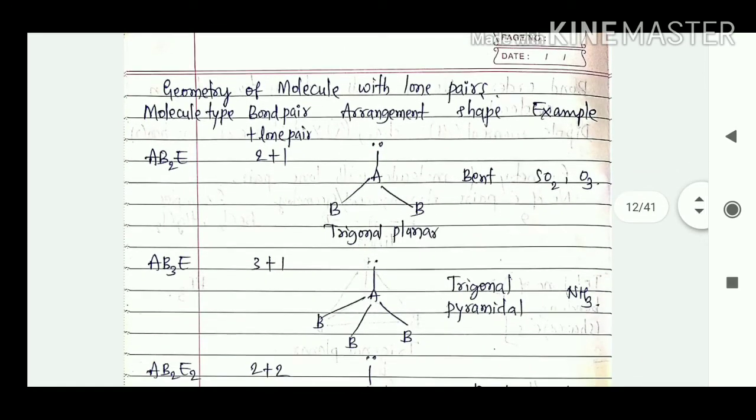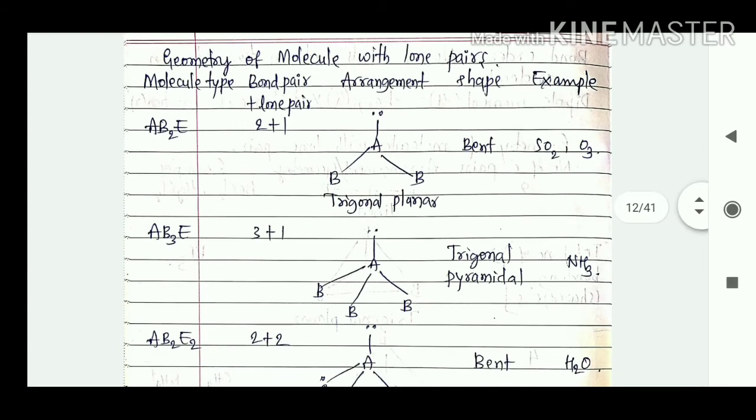Then we will consider the geometry of molecules with lone pairs. Here in this case we need to consider the number of bond pairs and lone pairs. If there are 2 bond pairs and 1 lone pair, then the actual arrangement is trigonal planar, but after the lone pair, we are going to consider only those places where the electron or the atom is present. From trigonal planar, the shape that we are going to get is bent. The best examples for this one are SO2 and the O3 molecule.